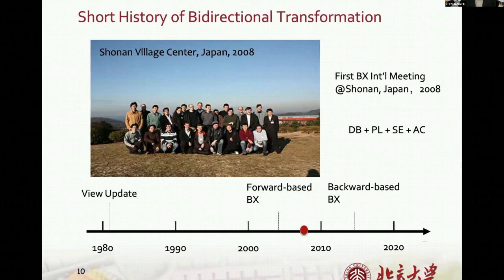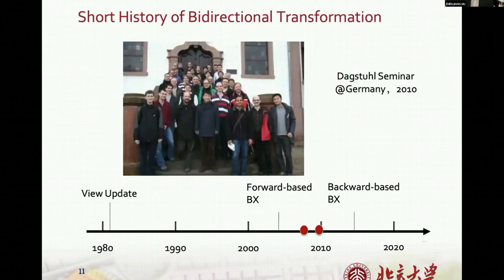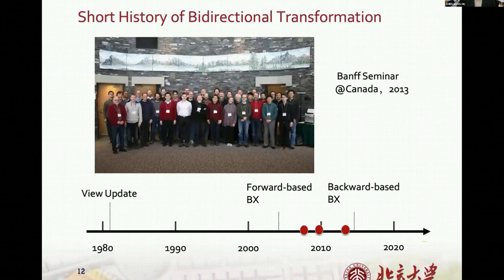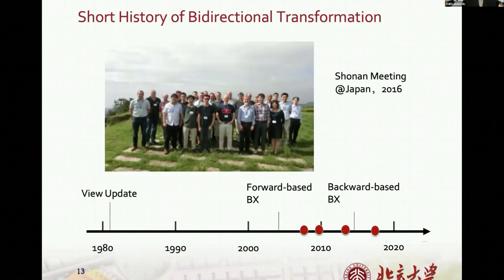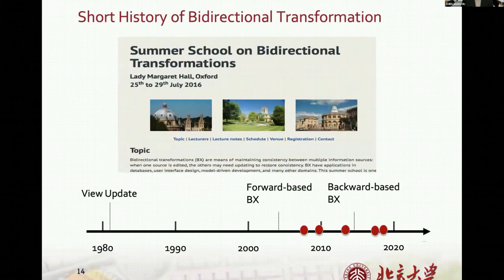Okay. So after that, we actually had a Dagstuhl seminar in 2010 focused on discussing bidirectional transformation. We went to Banff Center in 2013, and we were back to Shonan again in 2016. So I think the community grows bigger and bigger. And there was indeed a summer school in 2006 on bidirectional transformation. If you are interested, you may find more information there because it was held in Oxford. All materials are online.